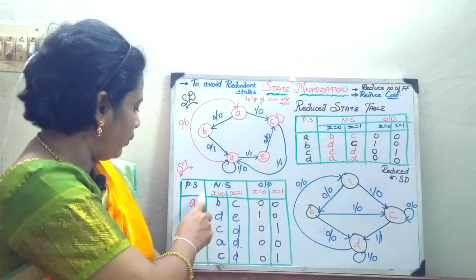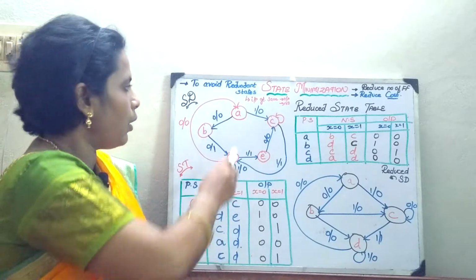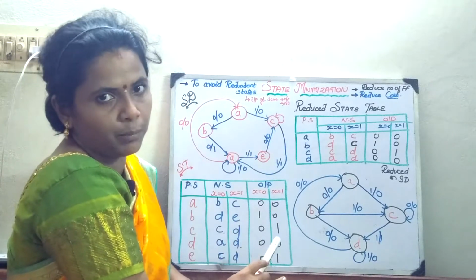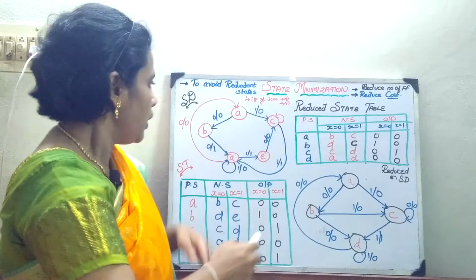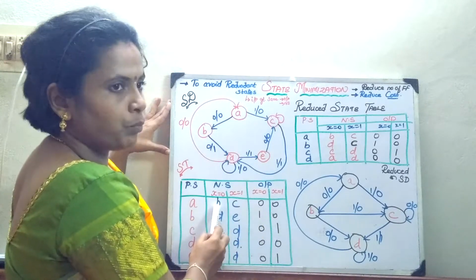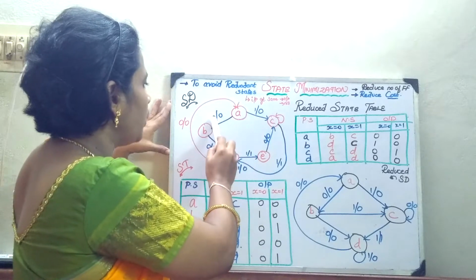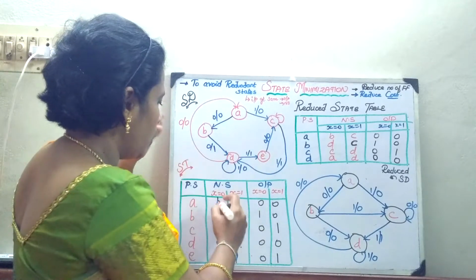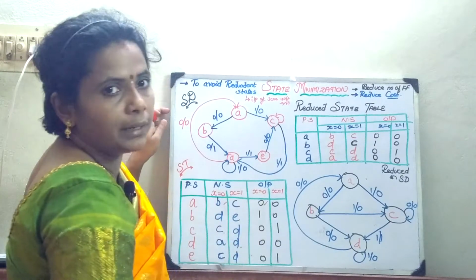Now I have written all the states. From the state diagram, you are just going to frame your state table. Let us see how to do it. Now your state A goes to state B when my input is 0, and the output is 0. So these two data will be filled now.